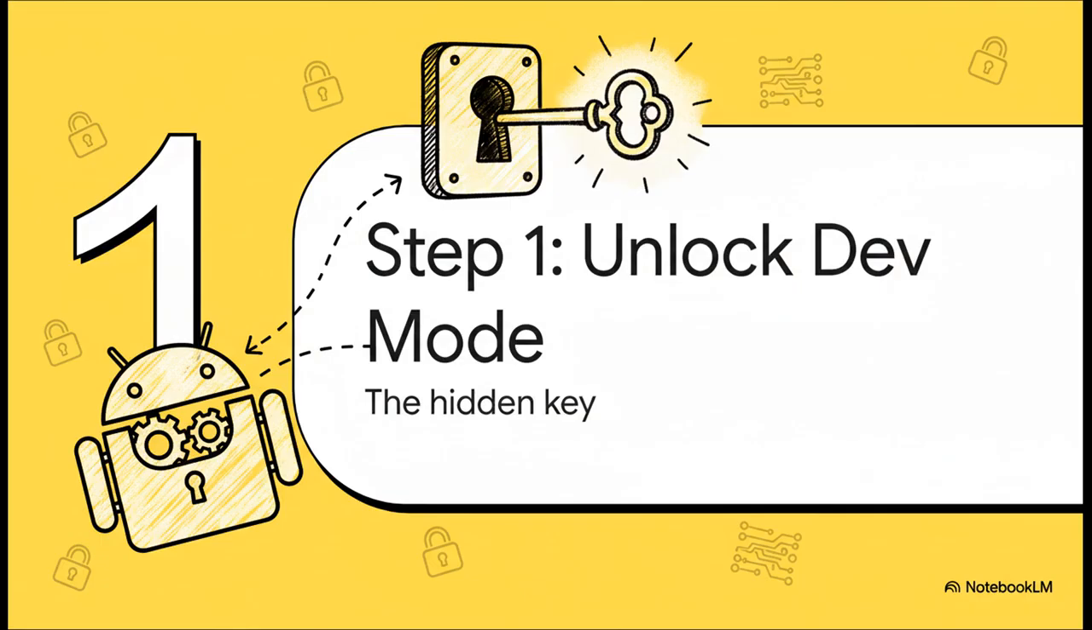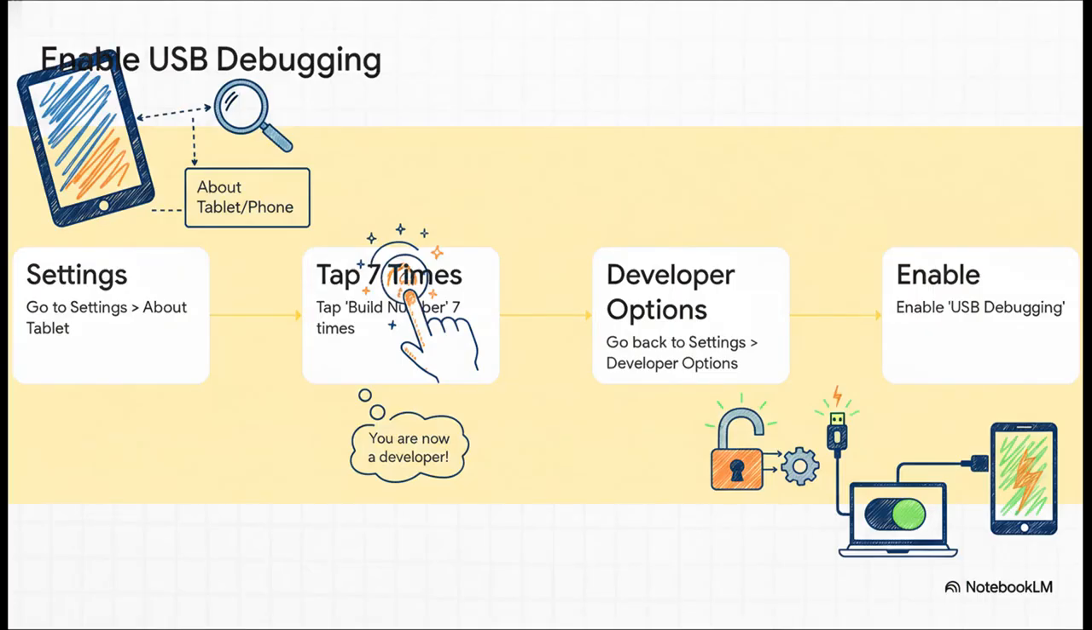Okay, first things first. We need to unlock a kind of secret menu on your Android device. It's called developer mode, and it's basically the gateway that lets your computer talk to your phone. And don't worry, it sounds way more complicated than it actually is. So grab your device and head into settings and then find about phone or about tablet. Now find the build number and just tap it 7 times. Seriously, it's like a secret knock. You'll get a little message saying you are now a developer.